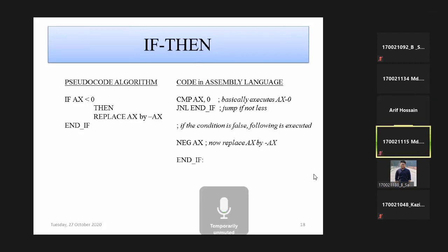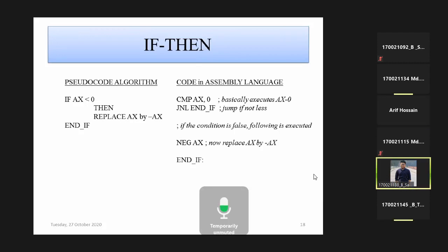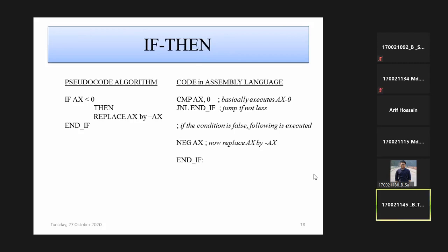Yes, sir. That would have made it much easier, isn't it? Wouldn't it be simpler to write jump if greater? Yes, sir. But sir, the equal one would be dropped. Here you don't have equal. Jump if not less means not less, so equal is not counted, and if so, ax will remain 0. You are right. No, actually he is right.